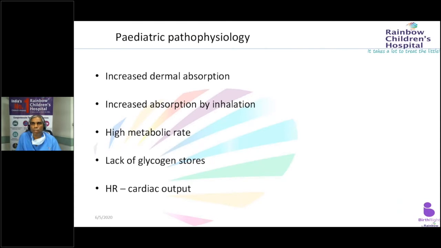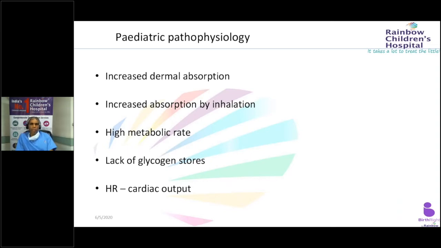And coming to the pathophysiology specific to children, dermal absorption is higher than in adults as they have an increased surface area compared to the weight. And the permeability of the skin is more, as it is more perfused. And as they have a higher respiratory rate than adults and increased minute volume, they're more likely to have problems with inhalation agents. And as we all know, they have a high metabolic rate. Considering their lack of glycogen stores, children are more likely to develop hypoglycemia whenever they're exposed to toxins.